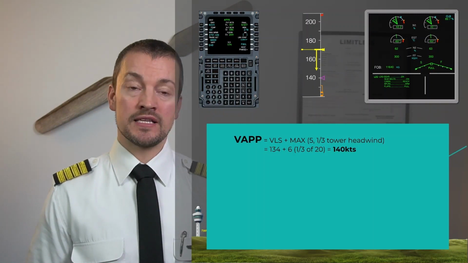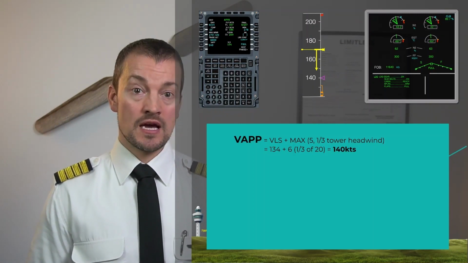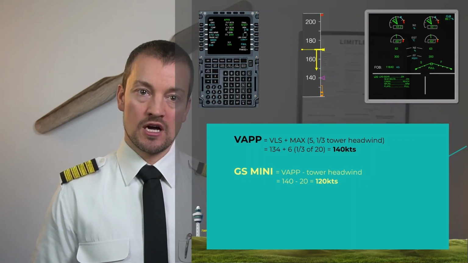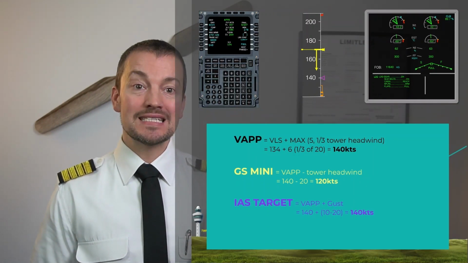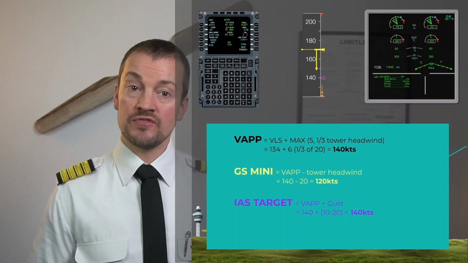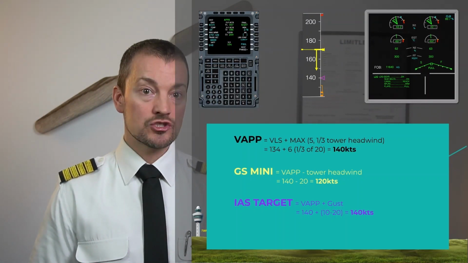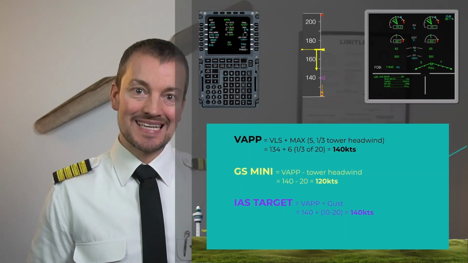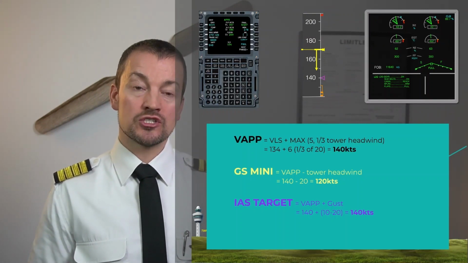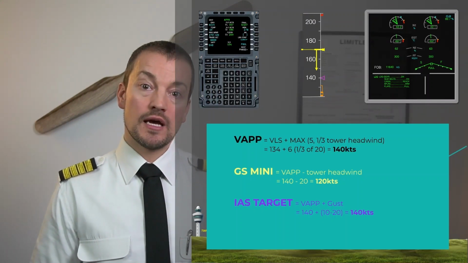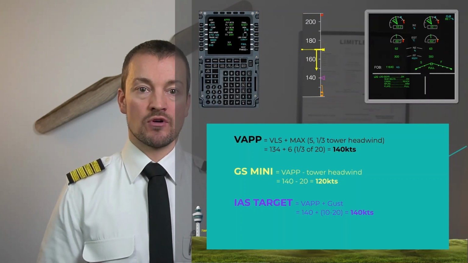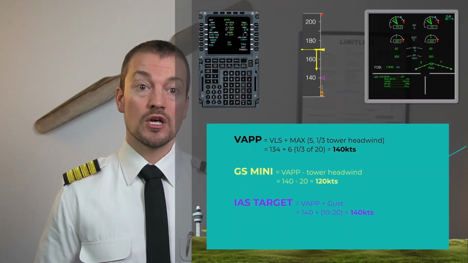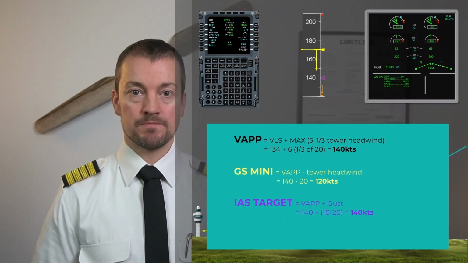The calculations by the FMGC: the approach speed is the same, 140. Ground speed mini is still 120 knots. The target speed is V approach plus any gust. Now there's no gust, the gust went away. So 140 plus 10 knots, which is the actual headwind, minus the 20, which is reported. And that gives us 140. Another way of saying it is there are no gusts, so V approach is the indicated target speed.